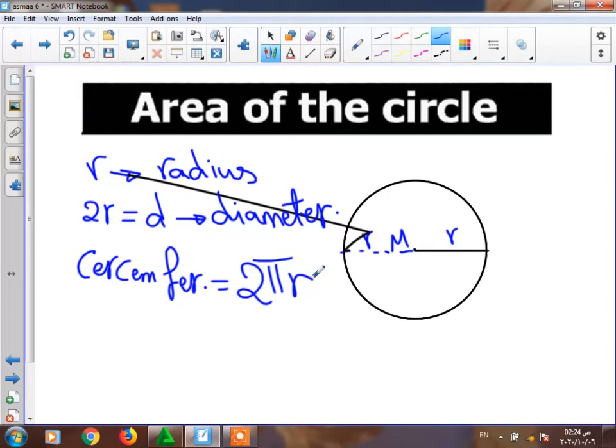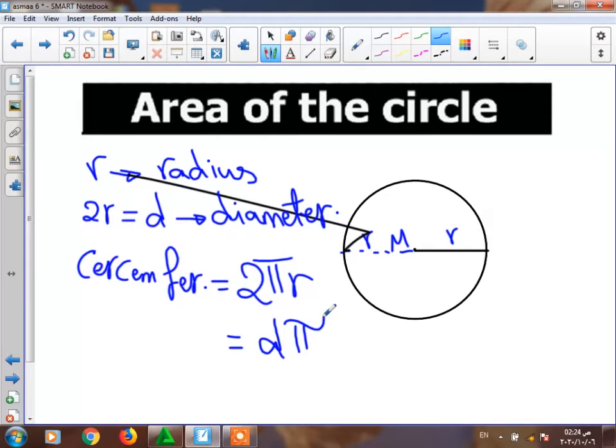If we know the length of the radius, the rule will be 2 pi R. But if we know the length of the diameter, the rule will be d pi. So, to measure the outline of the circle, this line, means we measure the circumference of the circle, and we have two rules to measure it, 2 pi R or d pi.